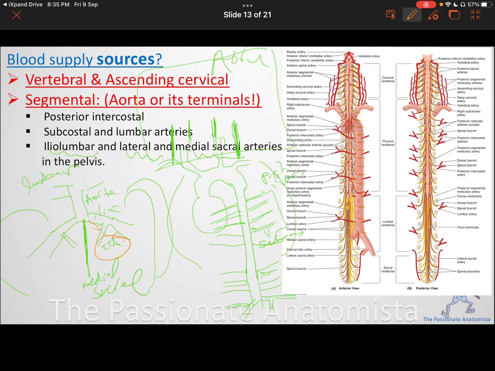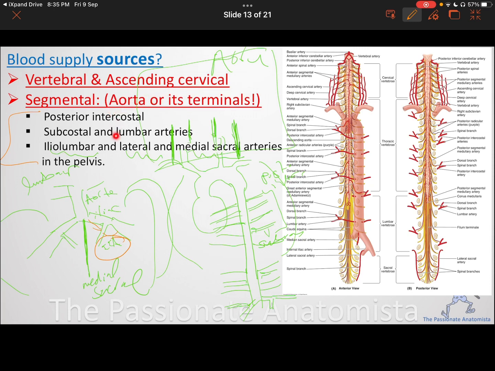Okay? So this is a nice summary. I just explained to you from where they are coming. Listen to this one more time. It's going to make your life easy. So the arteries that supply the vertebral column are coming from major blood vessels. What's the major blood vessel in the cervical region? It's the vertebral arteries from the subclavian. It's also the ascending cervical from the external carotid.